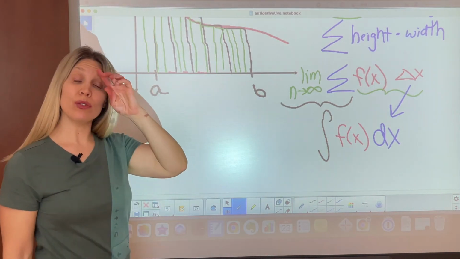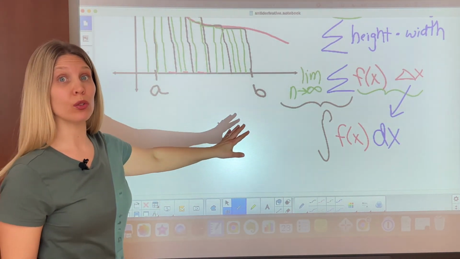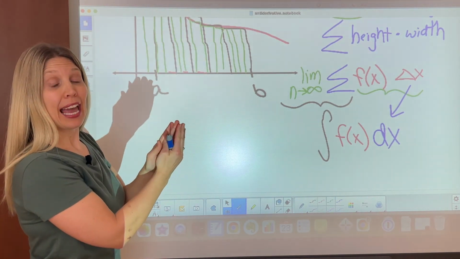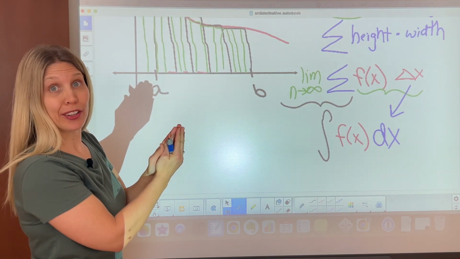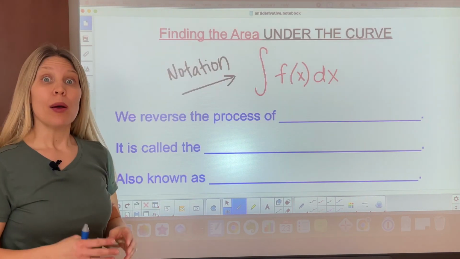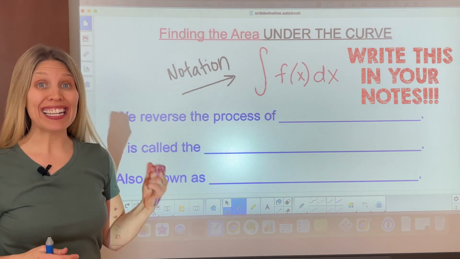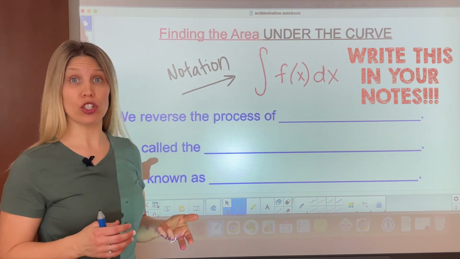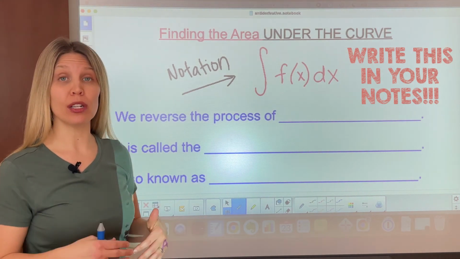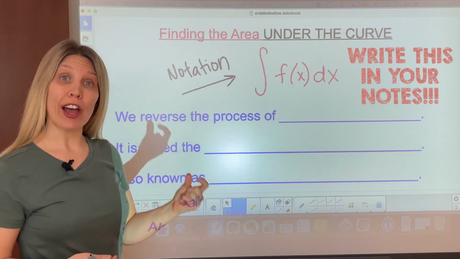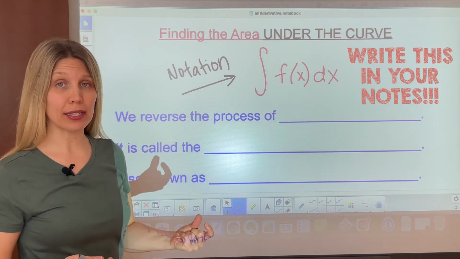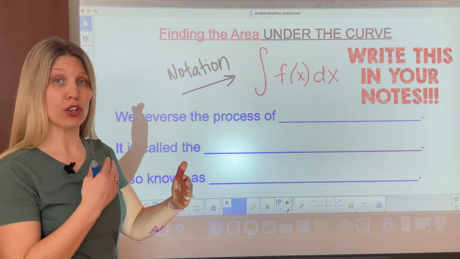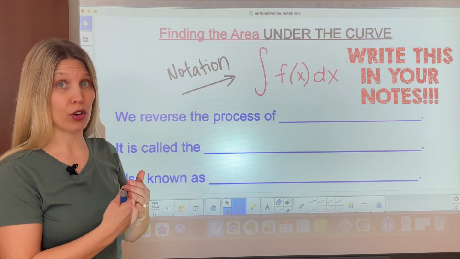So this is the new notation that we're going to use to show these rectangles, adding up all the area of those rectangles. You ready? Make sure you get this in your notes. We're finding the area under the curve. So the first thing you have there is your new notation. That big S, that summation, it's an integral symbol. Your f of x, which is representing the height of your rectangles, and then the dx, which is representing the width of those rectangles. And you're adding up all those areas to find that area under the curve.